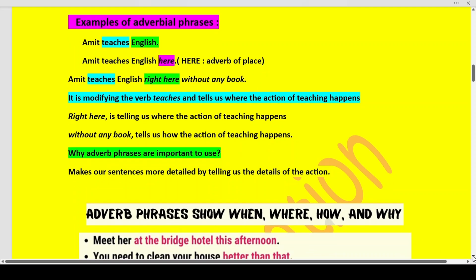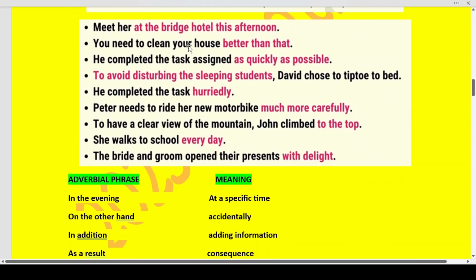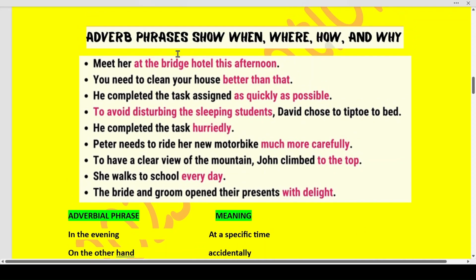Now, let us dissect a few sentences. Meet her at the Bridge Hotel this afternoon. Now, as you can see, the part of the sentence in red is at the Bridge Hotel this afternoon. So, what is this answering? Meet her where?